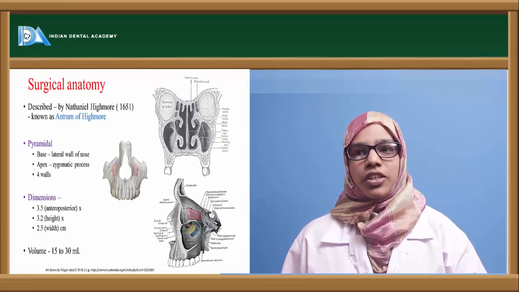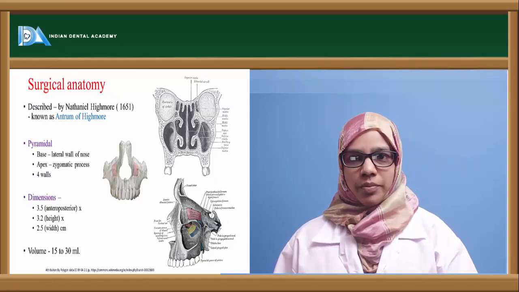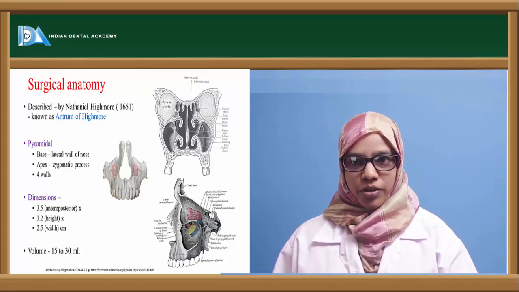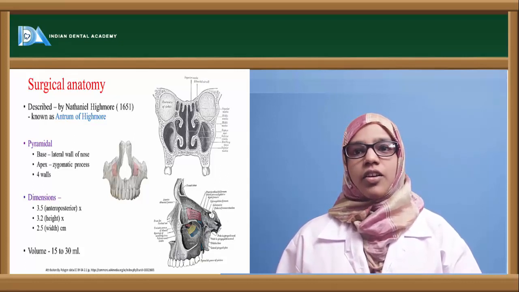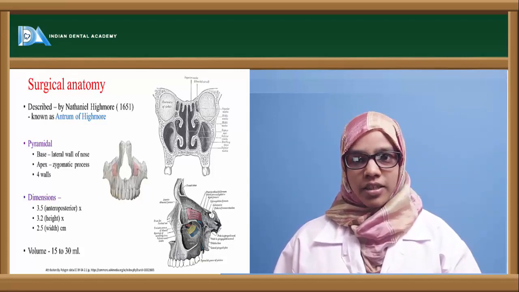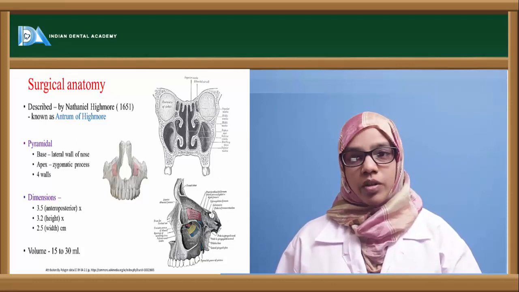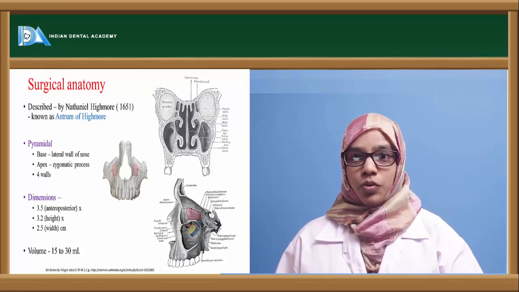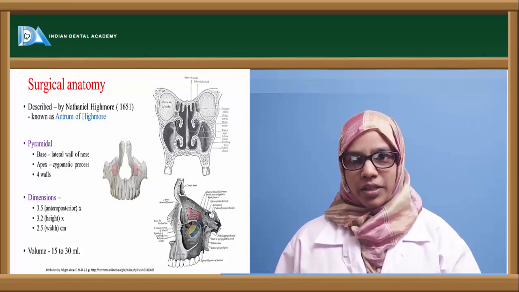Let's move on to the surgical anatomy of maxillary sinus. Maxillary sinus was first described by Nathaniel Highmore, hence it is also termed as antrum of Highmore. It is the largest of the paranasal sinuses and is present on either side of the maxilla. It is pyramidal in shape with its base towards the nose, that is the lateral wall of the nose, and apex towards the zygomatic bone.